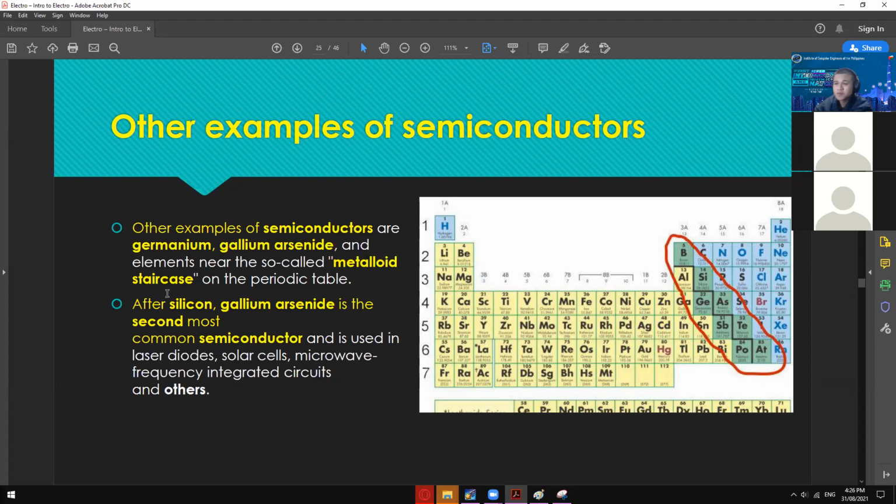Okay, so after silicon, oops, let's stay here. Other example semiconductors are germanium, gallium arsenide, and elements near the so-called metalloid staircase, which is this one. Then after silicon, gallium arsenide is the second most used semiconductor, used in laser diodes, solar cells, microwave frequency integrated circuits, and others. The other ones are probably still used for other purposes or devices.